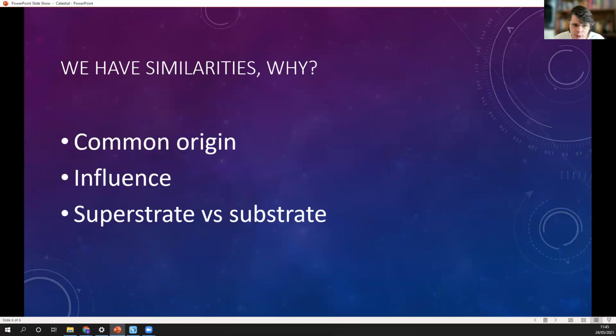Okay, but we also have similarities, right? So then the question is, well, why do we have these similarities? And the reason could be that they have a common origin, right? So if we think about languages such as Portuguese, Romanian, Spanish, Catalan, French as well, they all basically come from Latin. I mean, of course, there are influences from other languages.